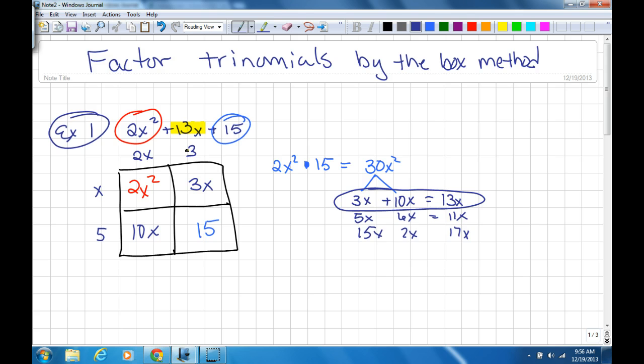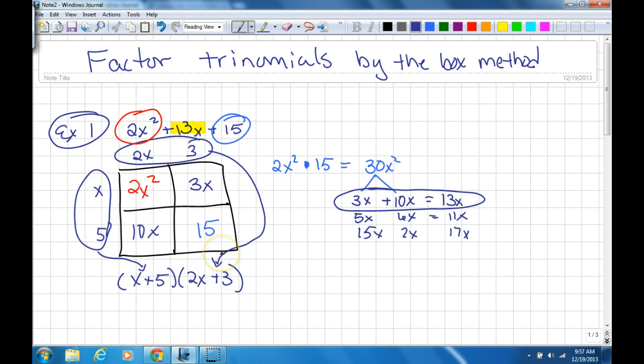Okay, so my factors of this trinomial are x plus 5 and 2x plus 3. I got that by finding this right here and putting it here. And this one right here goes right there.